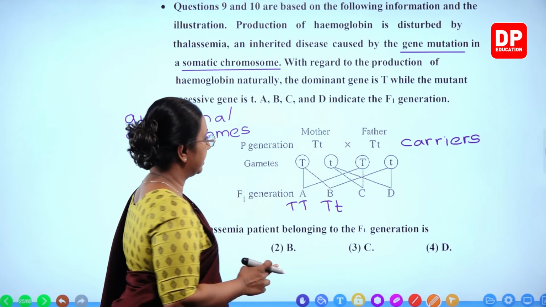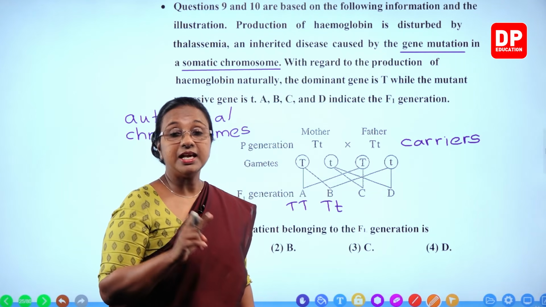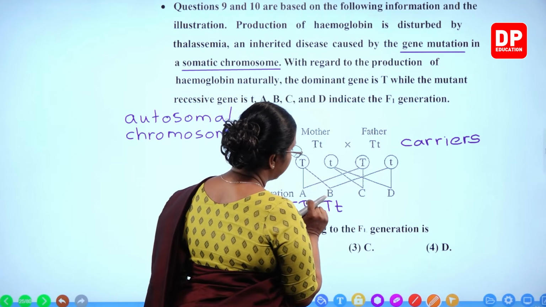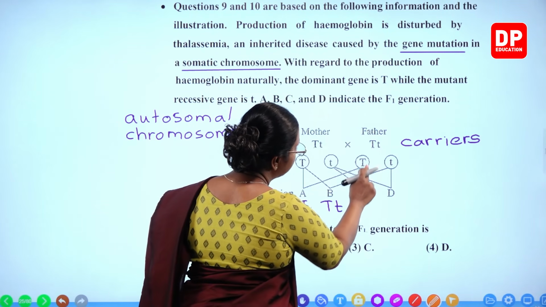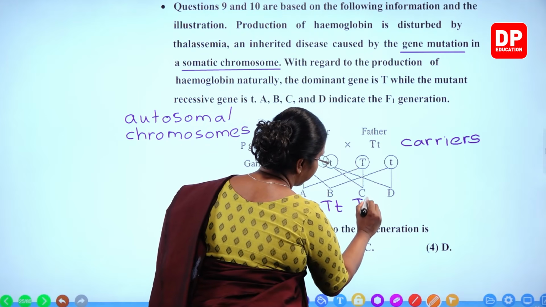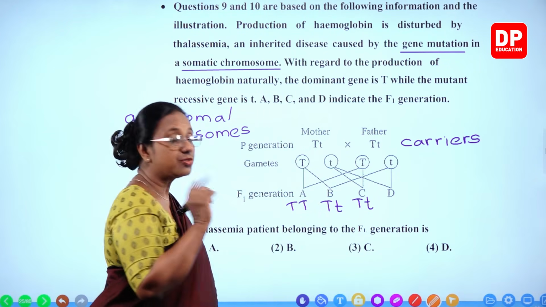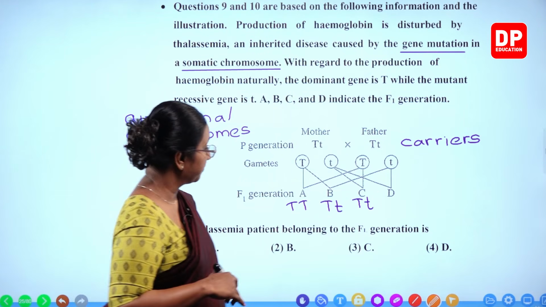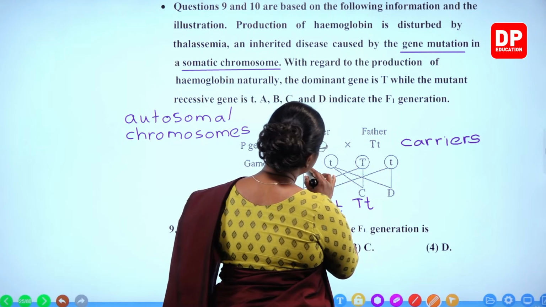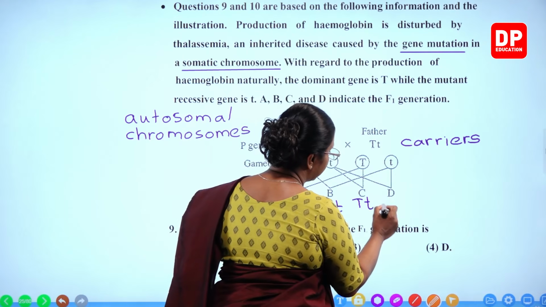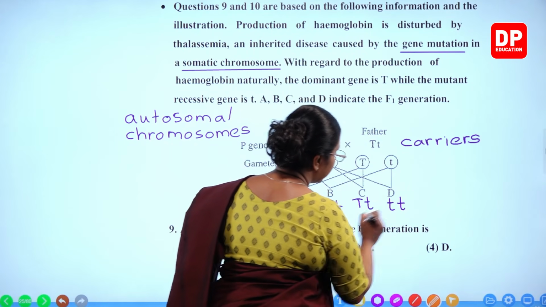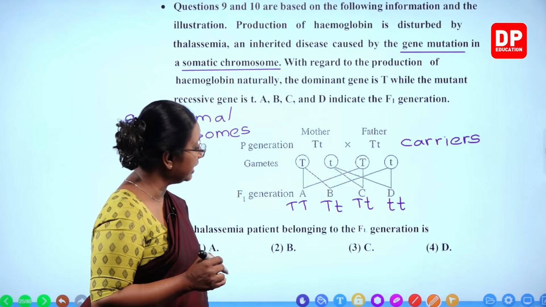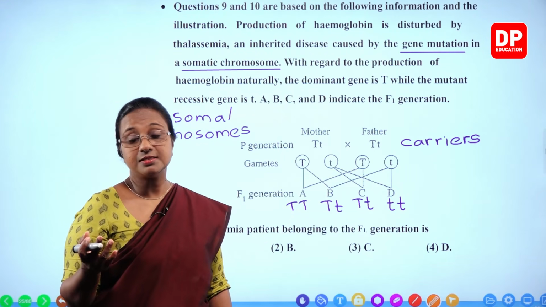That is a carrier: capital T, simple T, heterozygous condition. Child B is a carrier. Then C, simple T, capital T, but we write it as capital T, simple T. That is also a heterozygous condition, so that child is also a carrier. Then the last one, D, is simple T, simple T. So child D, or offspring D, is a disease child.